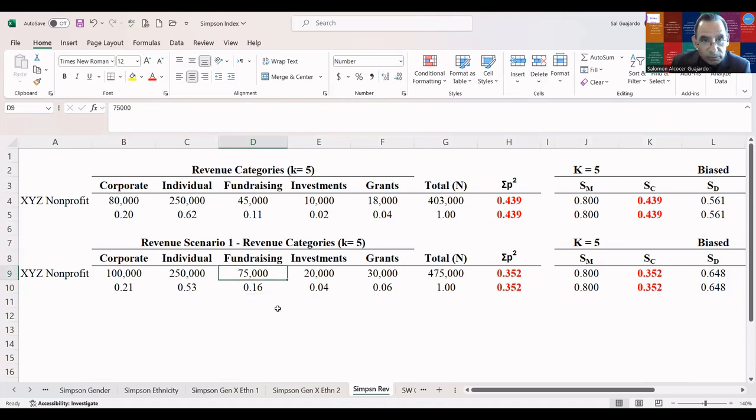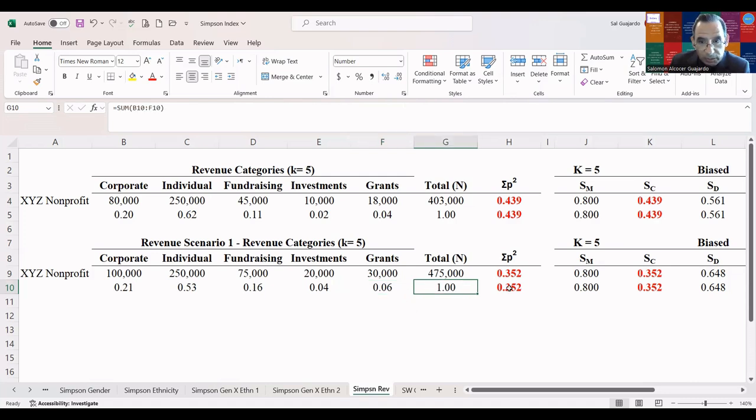For example, the funding revenue I increased to 75,000 from 45,000. I increased investment income from 10,000 to 20,000. That increased the percentage to 4%. Let's suppose that I obtain $30,000 in grants, which is an increase from the 18,000 in the previous year. Under the scenario, that makes it 6%.